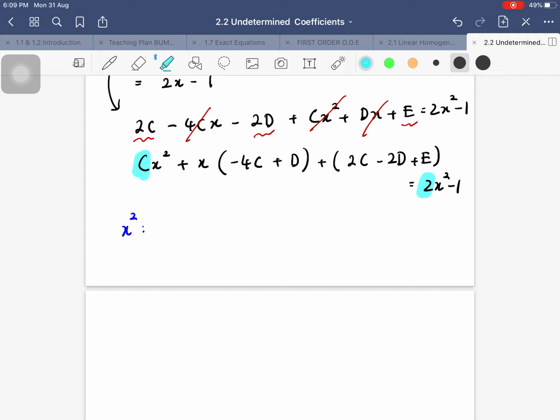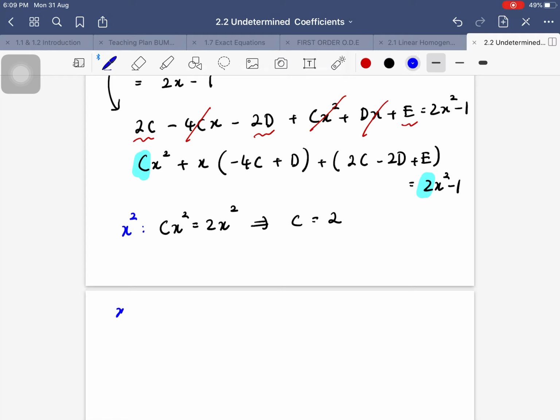So from here, when we compare, I end up with cx squared is equal to 2x squared. So straight away we can tell what is going to be the c value. The c value is going to equal 2. So I obtain the first constant, which is going to be c.